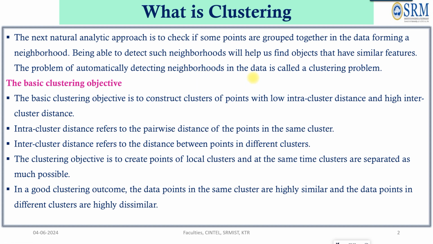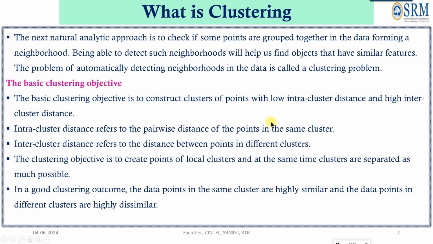The basic objective of clustering is to construct clusters of points with low intra-cluster distance and higher inter-cluster distance. Intra-cluster distance refers to the pairwise distance of the points in the same cluster. That is, within the cluster, the distance should be minimum. From one cluster to another cluster, it should be higher. That is one of the main objectives of the clustering concept.